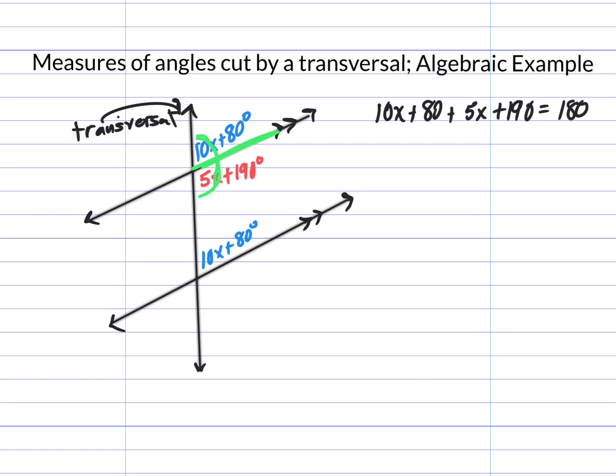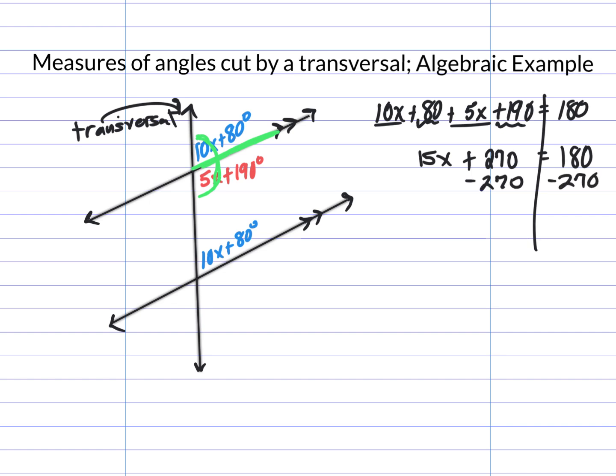All right, now all I have to do is solve to find x. So first, let's combine like terms. 10x plus 5x is 15x. And then 80 plus 190 is 270. All right, now we got to solve. So let's get rid of the 270 as we isolate the x. And 180 minus 270 is negative 90. Divide by 15. And x equals negative 6.